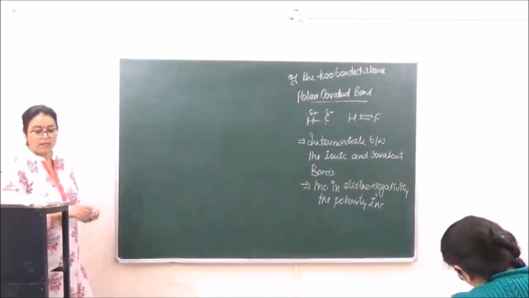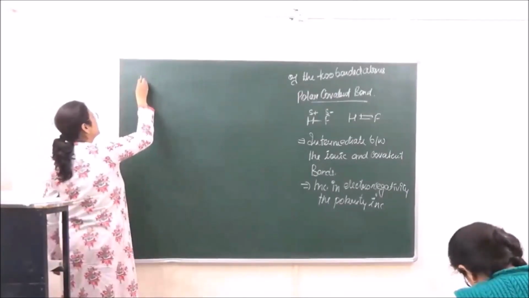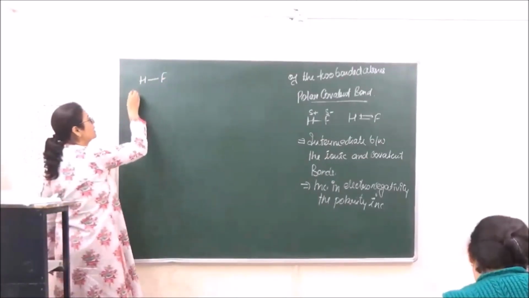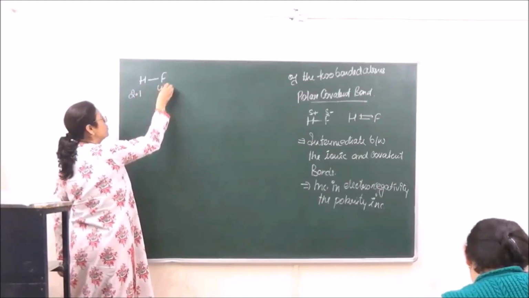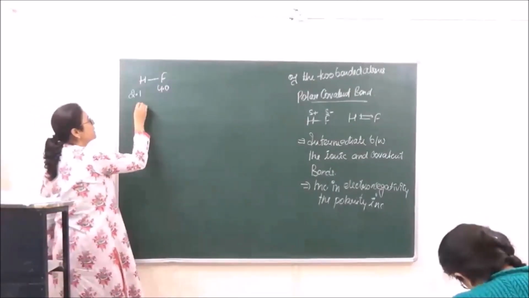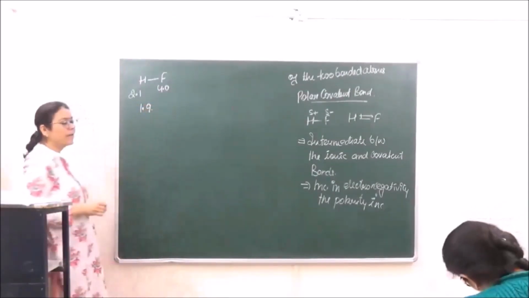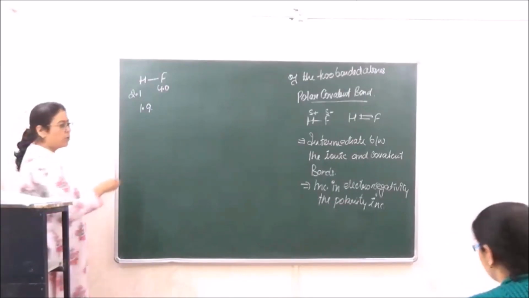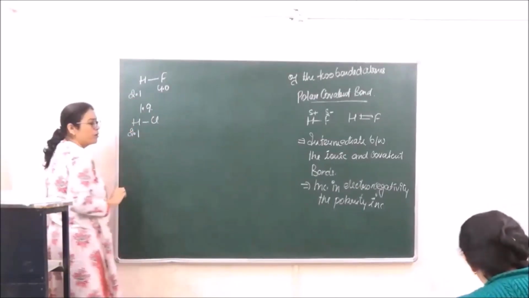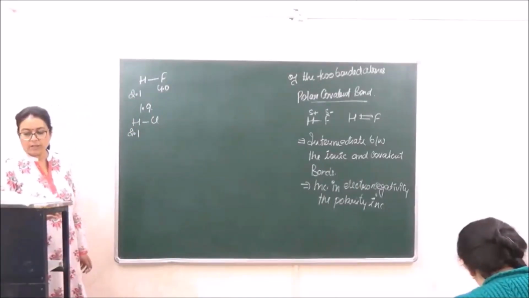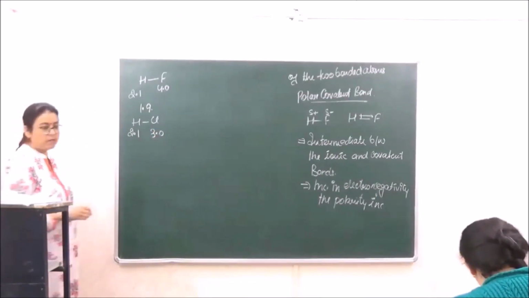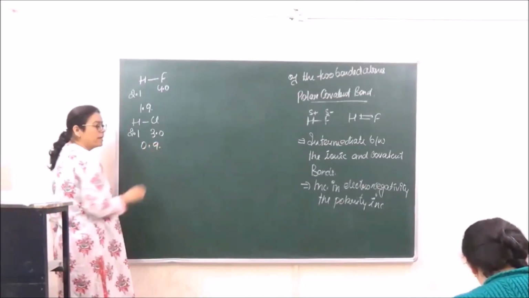Just for example, if you're talking of the molecule HF, the electronegativity of hydrogen is 2.1, whereas the electronegativity of fluorine is 4.0. So the electronegativity difference comes to 1.9. Similarly, if we go to HCl, the electronegativity of hydrogen is 2.1, whereas the electronegativity of chlorine is 3.0. So the electronegativity difference comes to 0.9.